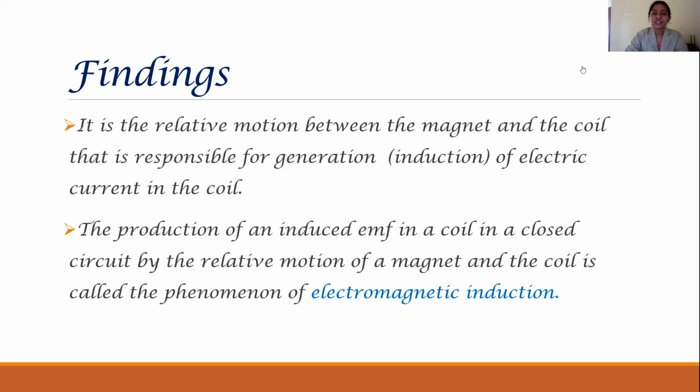So there are two major findings from this experiment. The first is that it is the relative motion between the magnet and the coil that is responsible for the generation or induction of electric current in the coil. The second is the concept of electromagnetic induction, that is, the production of an induced EMF in a coil in a closed circuit by the relative motion of a magnet and the coil. Hope you understand the first experiment. Now we can move forward to the second experiment.